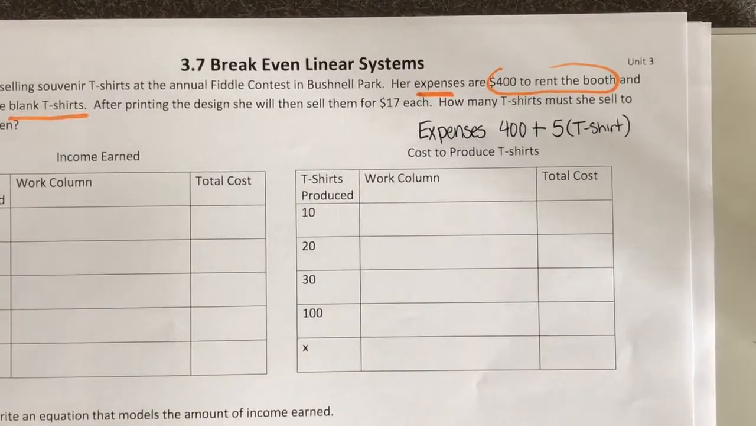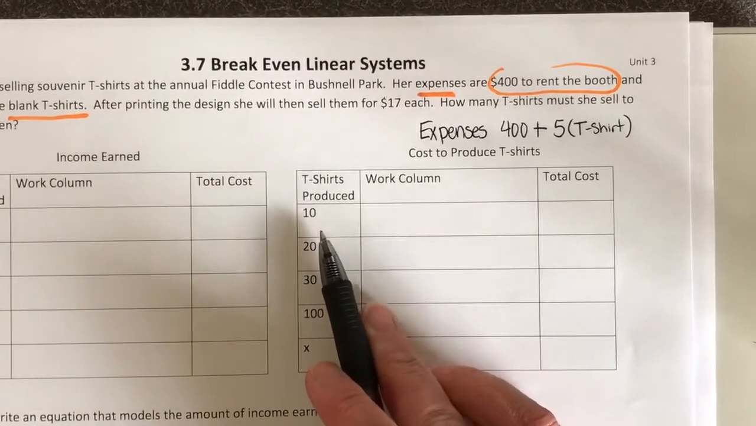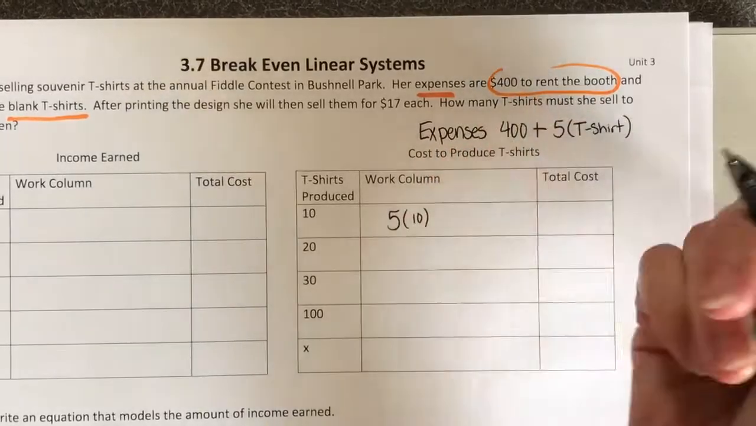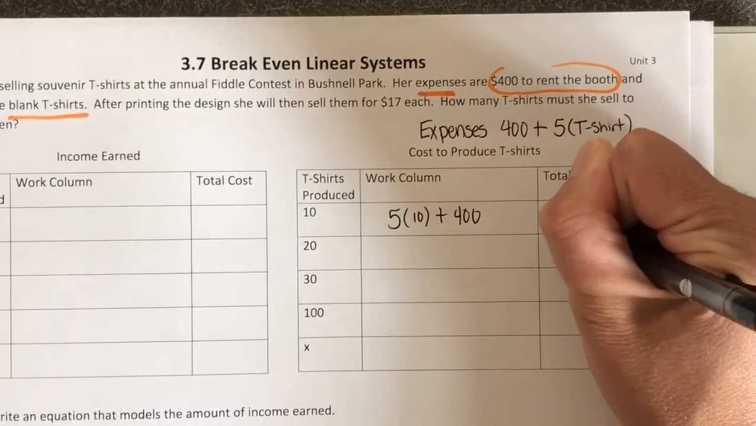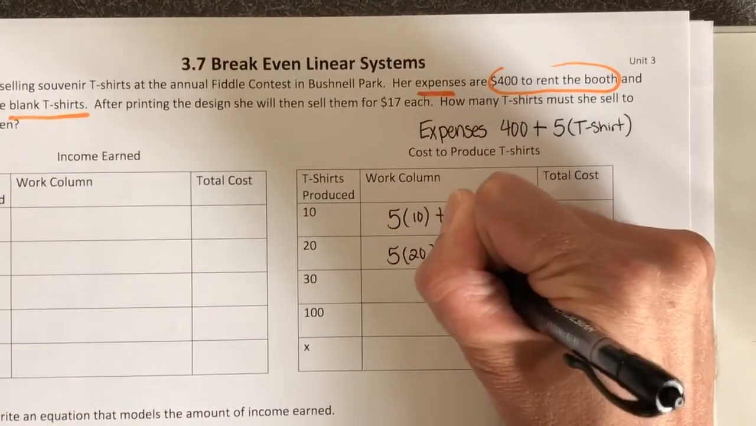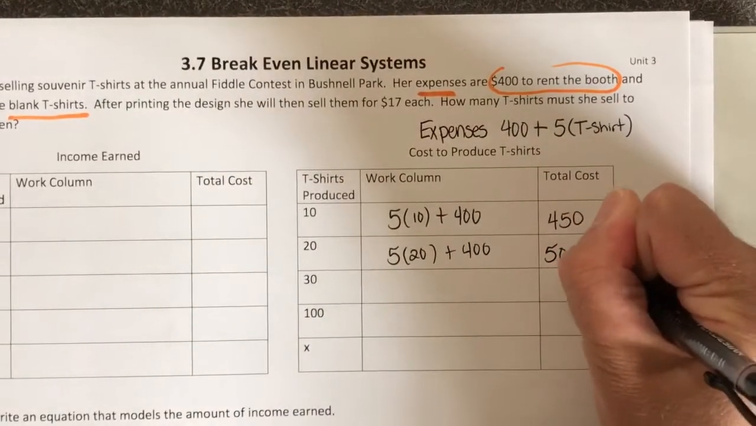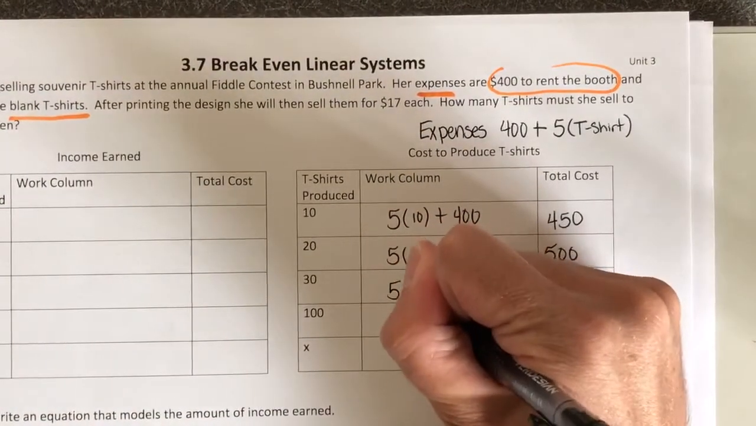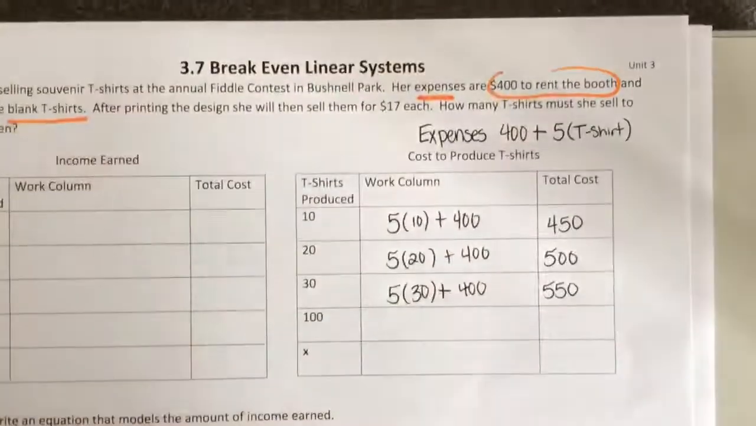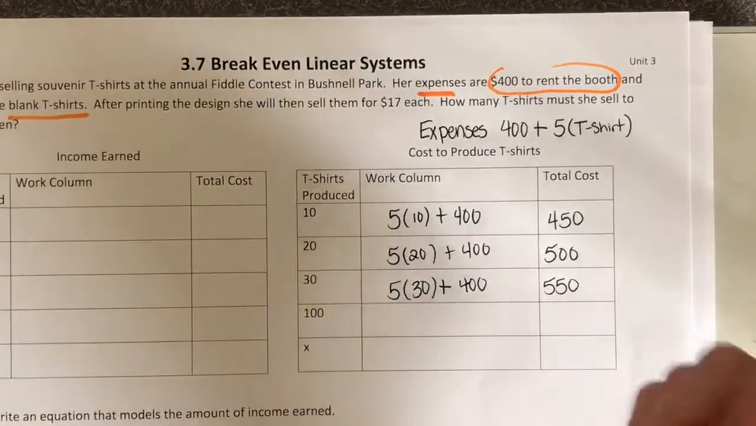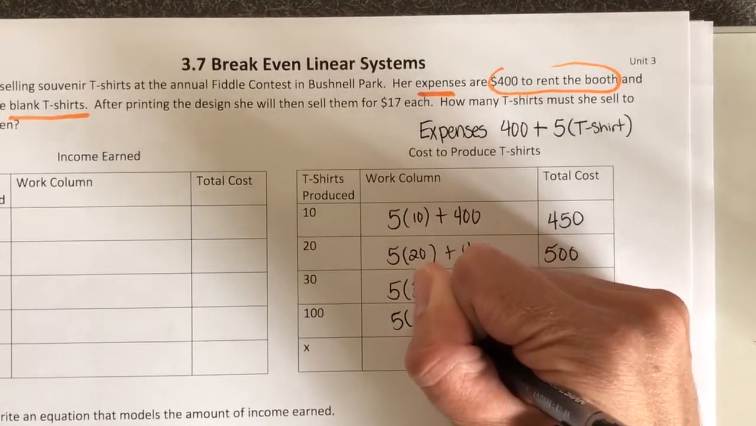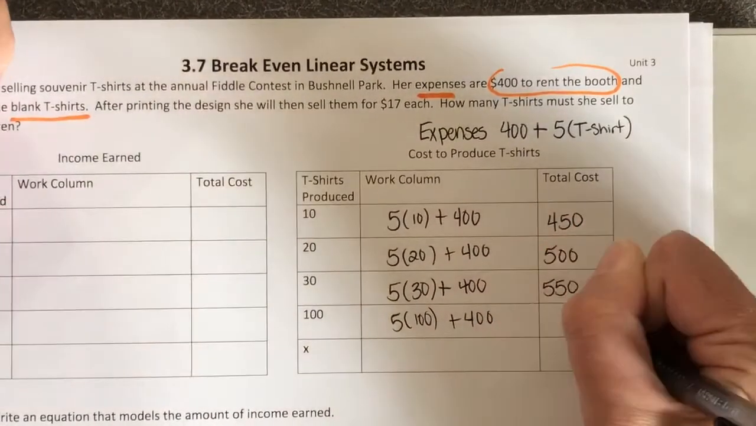Now, we use this information to calculate what it would cost you if, let's say, I made 10 t-shirts. If you make 10 t-shirts, it's going to cost you $450. Well, what happens if I make 20 t-shirts? It's going to cost me $500. What about 30 t-shirts? 30 t-shirts is going to cost me $550. So you play around with these numbers. Well, what if I make and sell 100? If I buy 100 shirts at $5 a piece, and then $400 to rent the booth, then it's going to cost me $900.